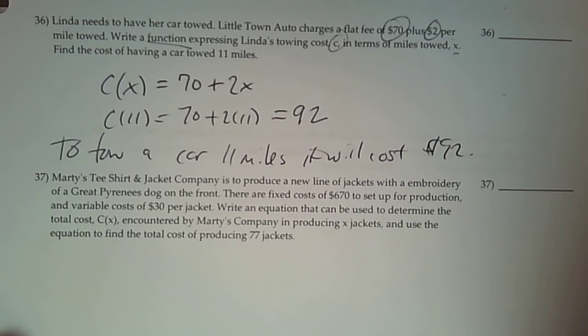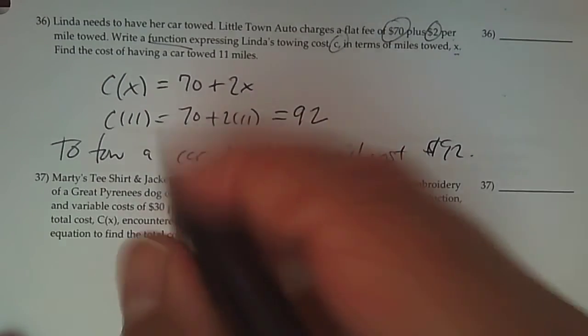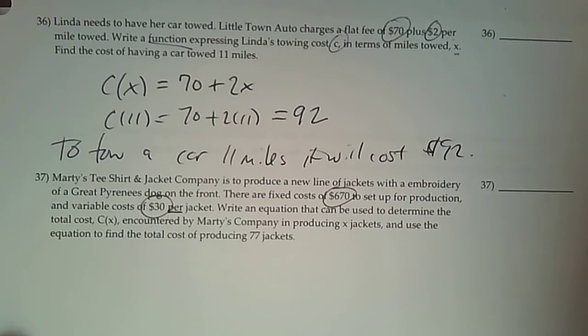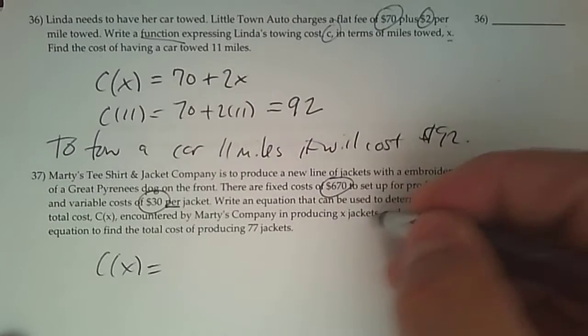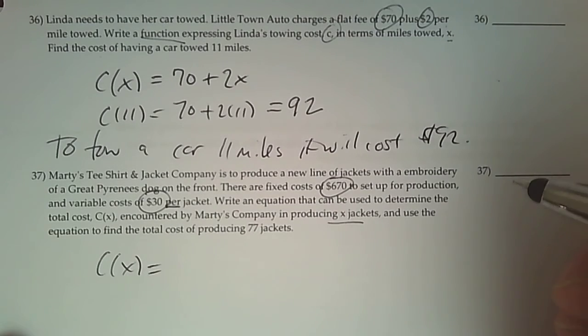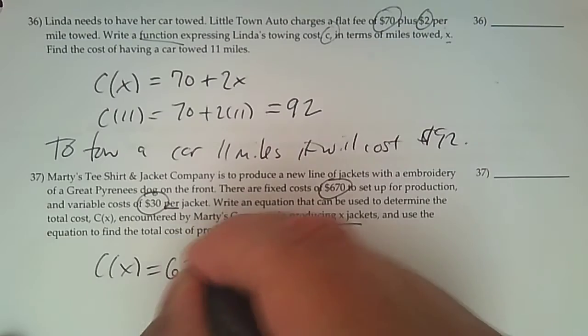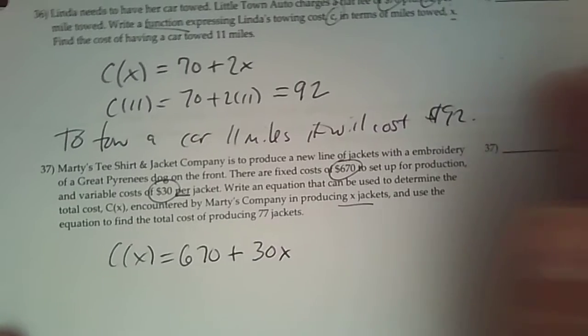37. A Marty's t-shirt company does jackets with embroidery of a dog. There are fixed costs of $670 to set up, and then variable costs where it's $30 per jacket. Write an equation that can be used to determine the cost, that's the C of X, where X is the number of jackets produced. So to produce jackets, how much will it cost? So it's $670 to set up plus $30 per jacket, and X represents the number of jackets.